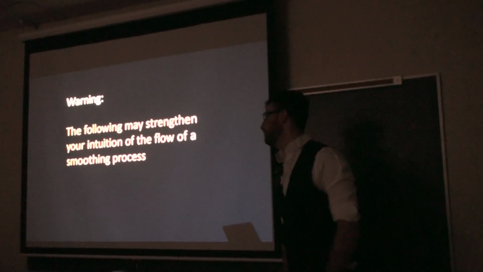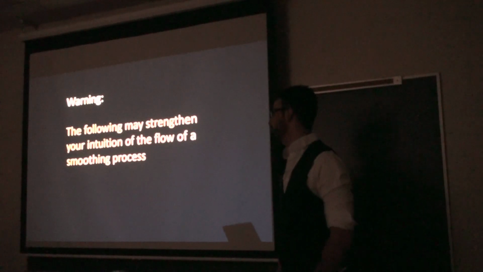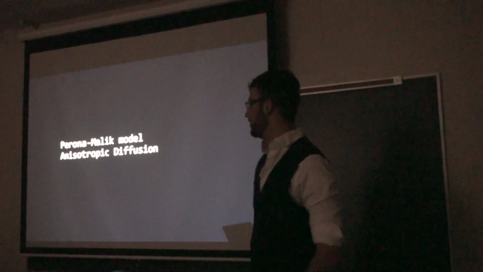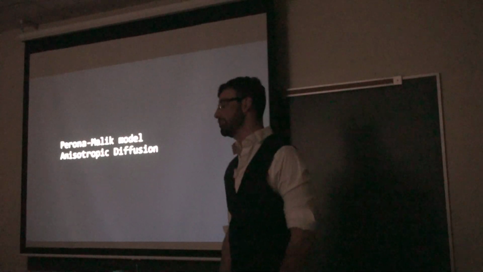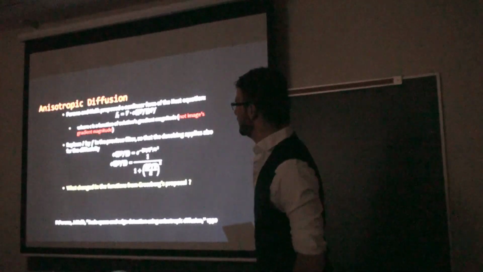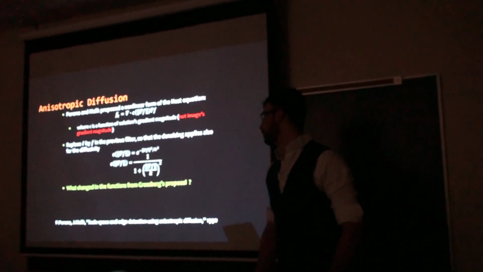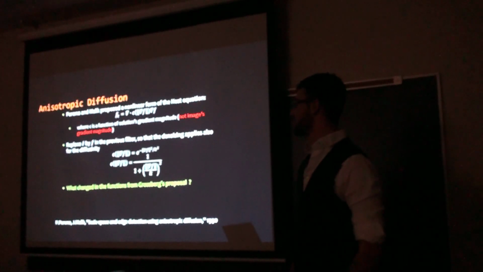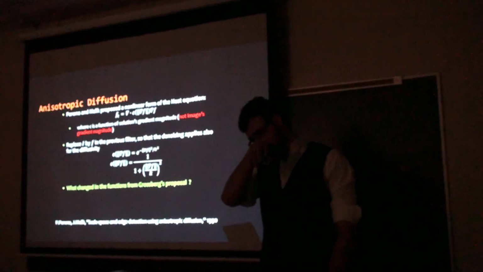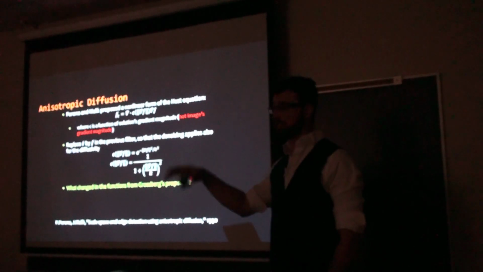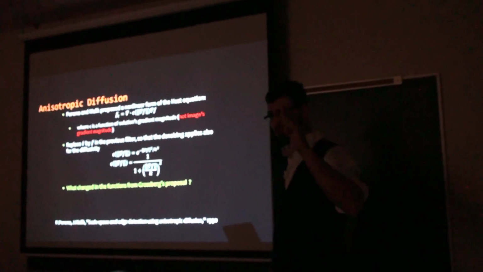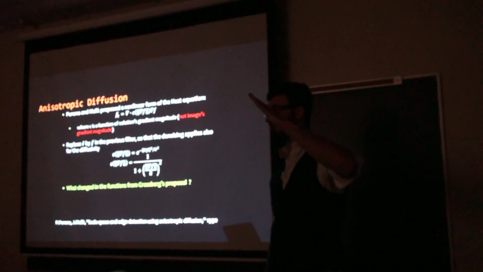Okay, warning, the following may strengthen your intuition of the flow of the smoothing process. So, the model: anisotropic diffusion. We're going to propose a nonlinear form of the heat equation, where C is a function of the solution's gradient magnitude, not the image gradient magnitude. So with successive iterations of an image, I get less and less magnitude, right? Like the professor was saying, the gradient should be very distinct at the very beginning, and it should slowly start to shrink.